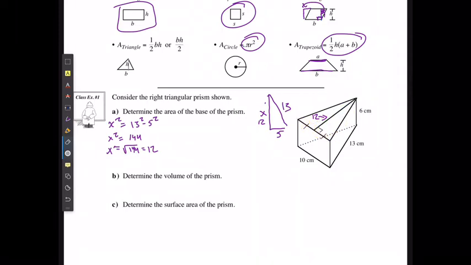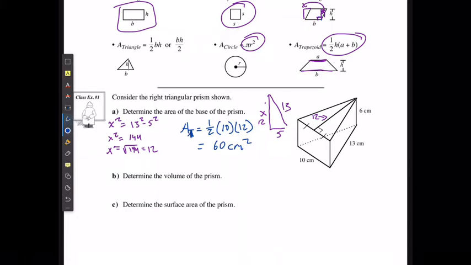Now, that means that the area of the base, which is a triangle, has a base length of 10 going all the way across here, and a vertical height of 12. So I can solve this by saying that the area of a triangle is going to equal 1/2 of the base times the height, or 60 centimeters squared.